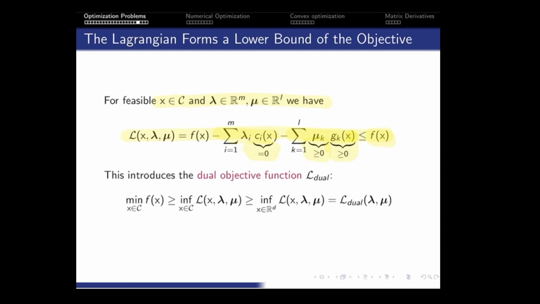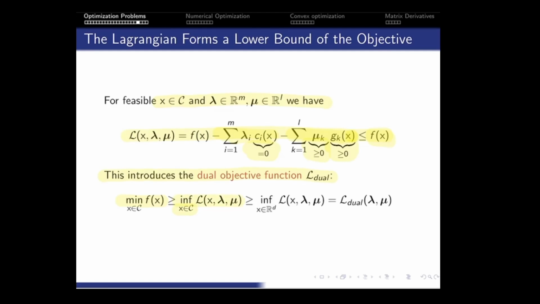So it basically gives us a lower bound of the minimizers which we can find. And therewith we get then the dual objective function, L dual, and the reasoning goes as follows. So if we want to find our minimum of f(x), then we know that it is larger than or equal to the infimum over all feasible points of our Lagrangian function.